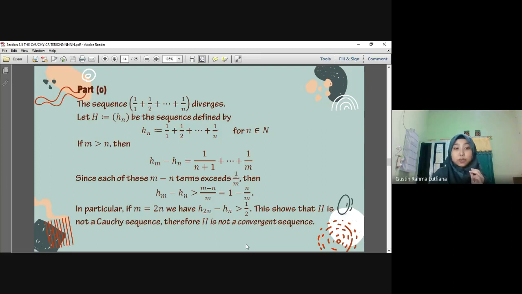Since each of these m minus n terms exceeds 1 over m, then hm minus hn is greater than m minus n over m, which is equal to 1 minus n over m. In particular, if m is equal to 2n, we have h2n minus hn is greater than a half, and this shows that h is not a Cauchy sequence. Therefore, h is not a convergent sequence.